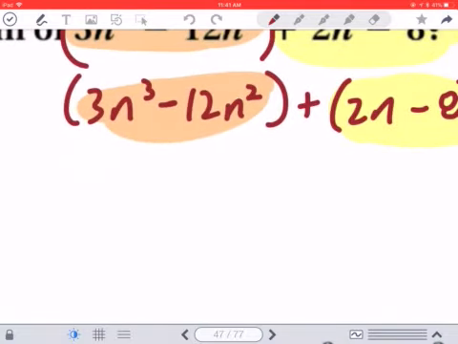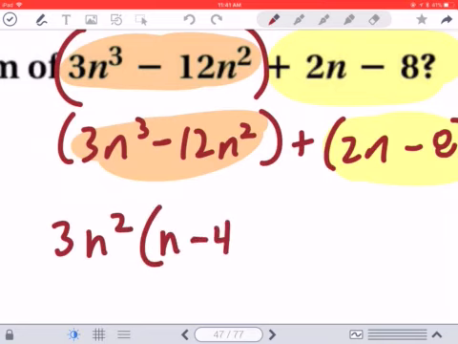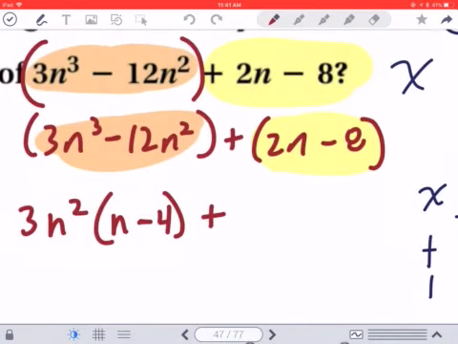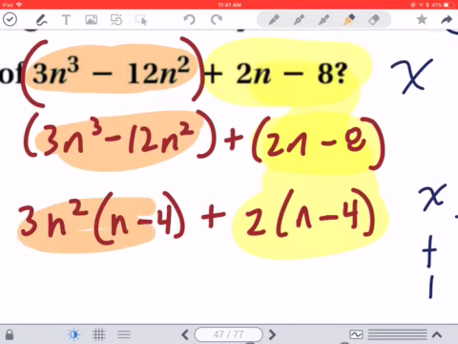Okay, so what do these 2 terms in orange have in common? They have a 3n squared. So right here I can factor out 3n squared. So just within the orange I factor out 3n squared and I'm left with n minus 4. Over here I can factor out a 2. So if I factor out a 2, I'd be left with n minus 4. Okay, so this in yellow, these terms are all equivalent in yellow, and these in orange are all equivalent right here.